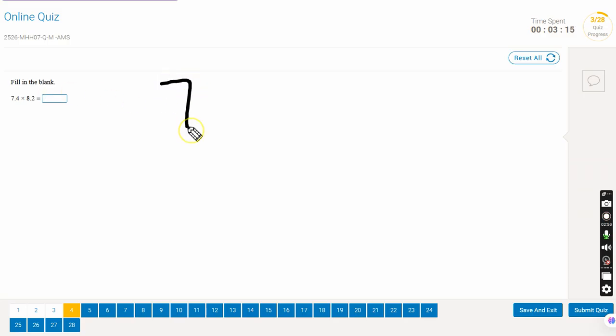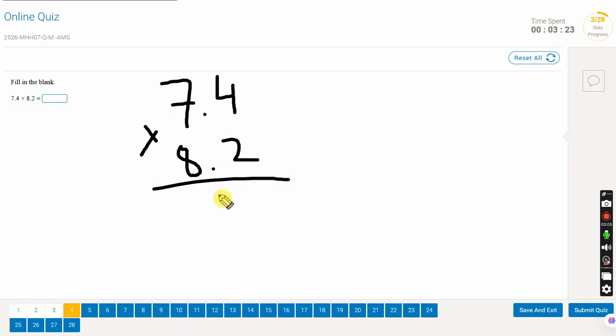Now let's do this one. 7.4 times 8.2. Sorry, the previous answer is 41.75. When you do this, remember, I have placed the decimals below each other, but you don't really have to put the decimal underneath each other. Now, how do you decide where to place the decimal? We'll just discuss it in a minute.